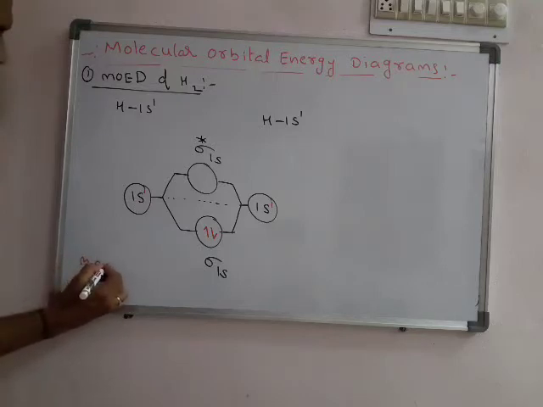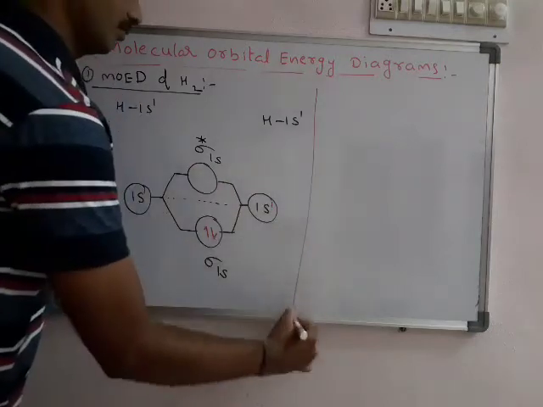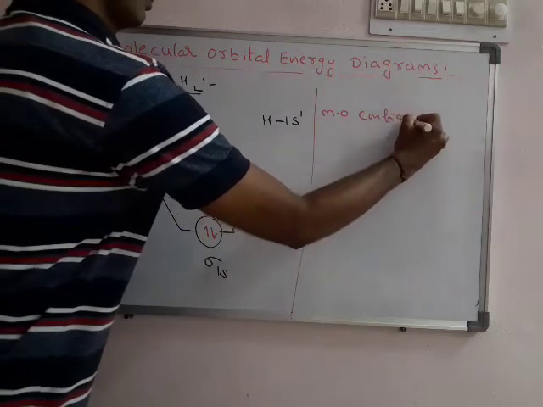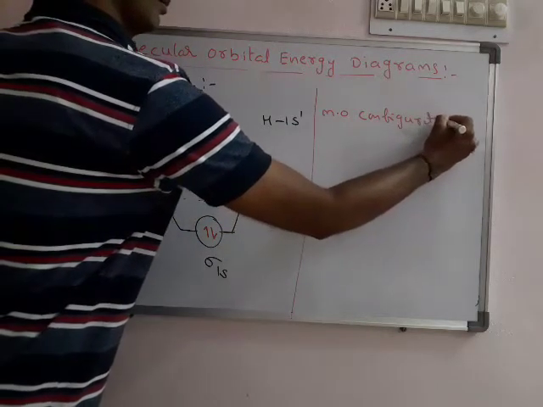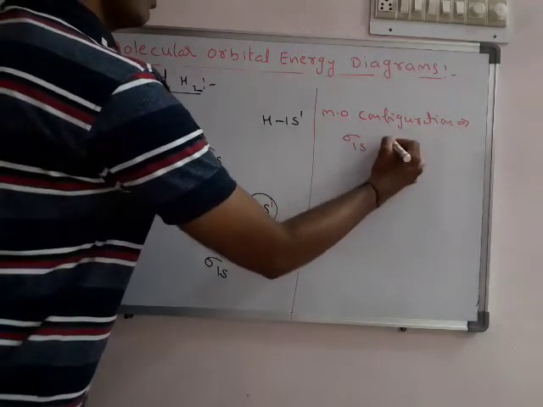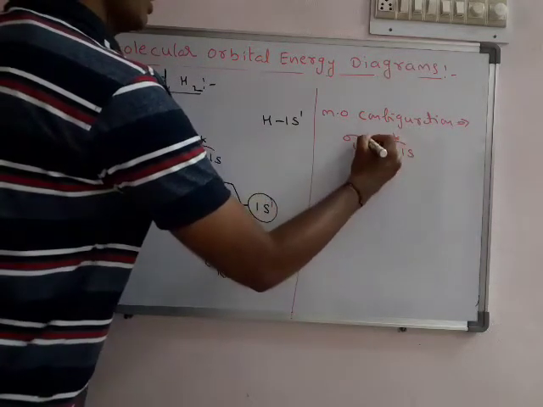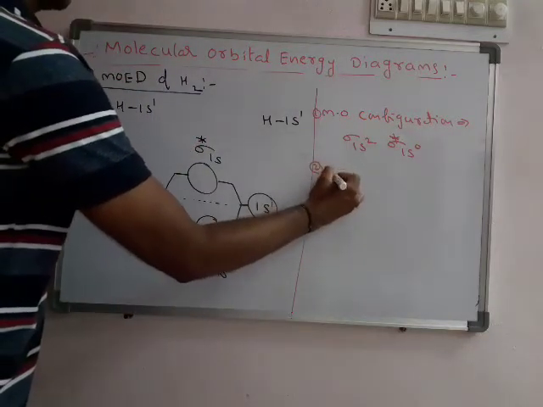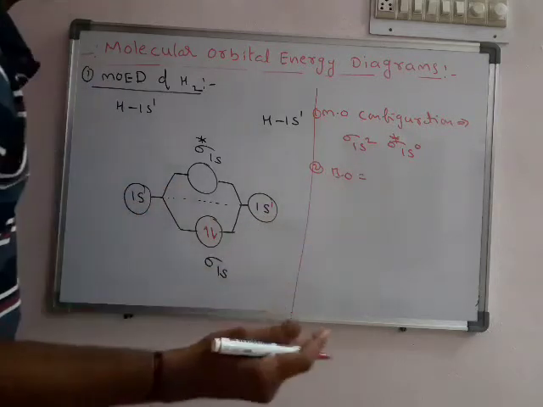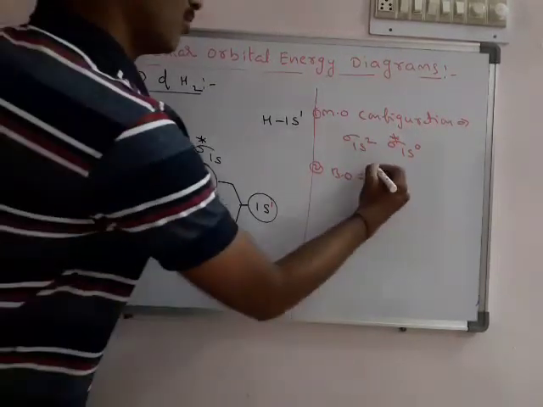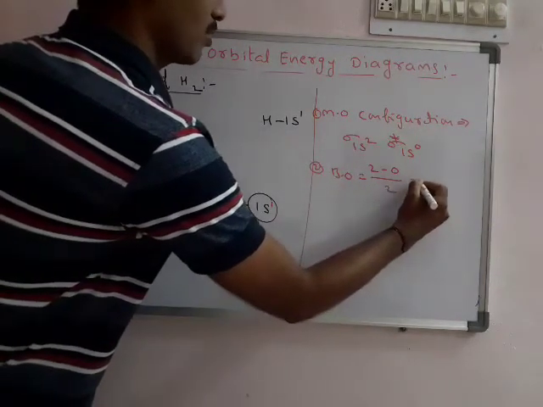So the MO configuration is sigma 1s2, sigma star 1s0, where there are no electrons. Again we write the bond order. I think you are already perfect in the bond order. Bonding electrons minus antibonding electrons, divided by 2, is equal to 1.